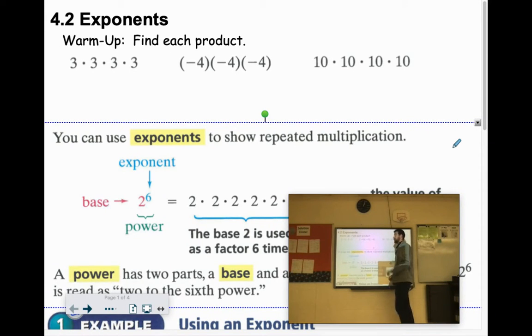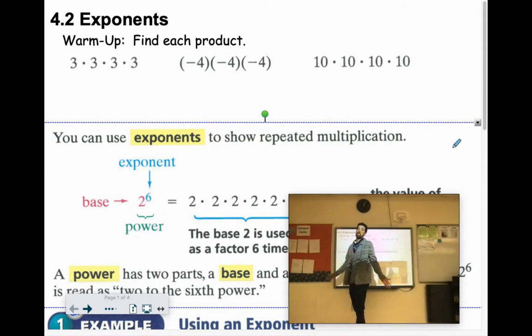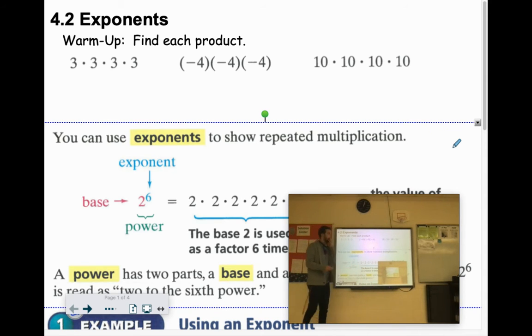Find each product. 3 times 3 times 3 times 3. Now today, you see 4 threes there. We're going to write that as 3 to the 4th power. Well, we want to know what that actual number is. So, hey, remember our associative property of multiplication? You can multiply in any order. 3 times 3 is 9. 3 times 3 is 9. 9 times 9 is 81.